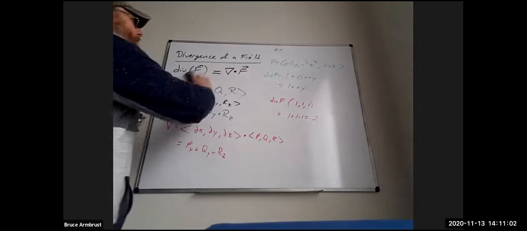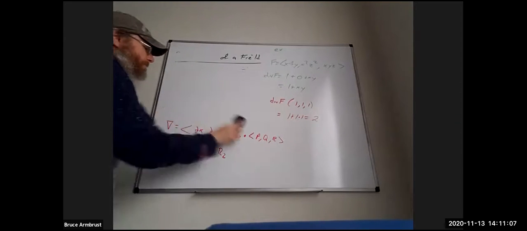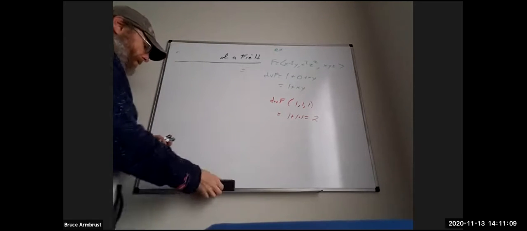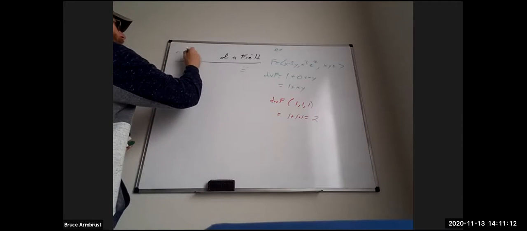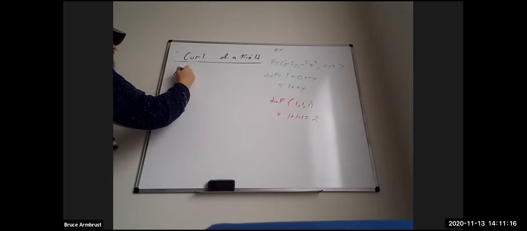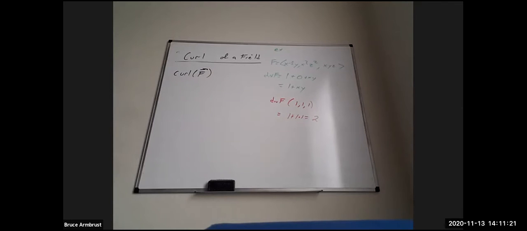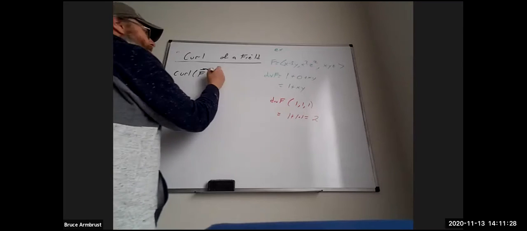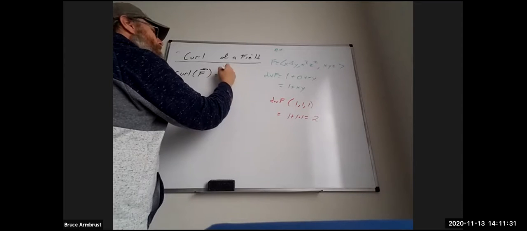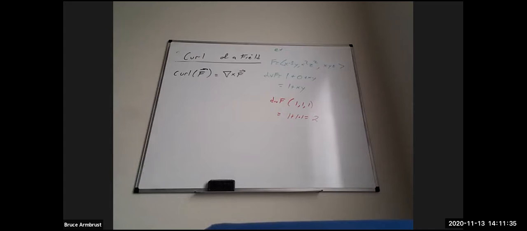All right, so then there's also curl. We've got the curl of a field, and you will see this written as curl of F. Very creative, curl of F. But you will also see it with the del operator, but this time instead of a dot, you'll see it as a del cross F.